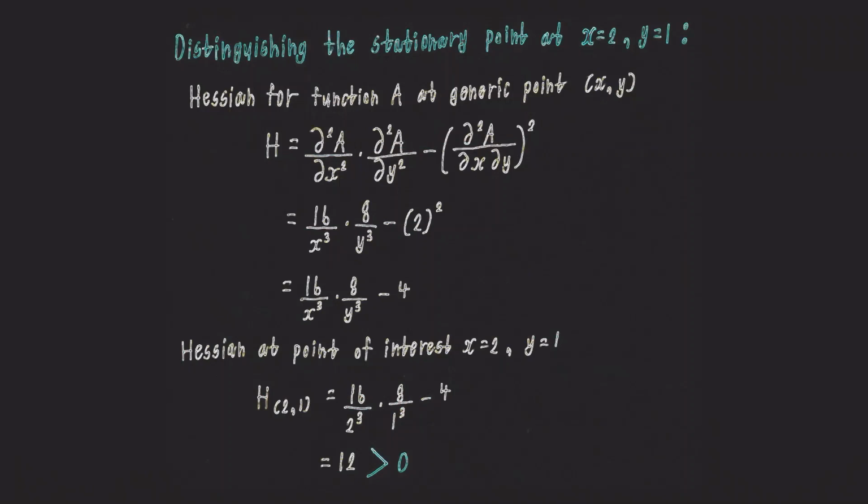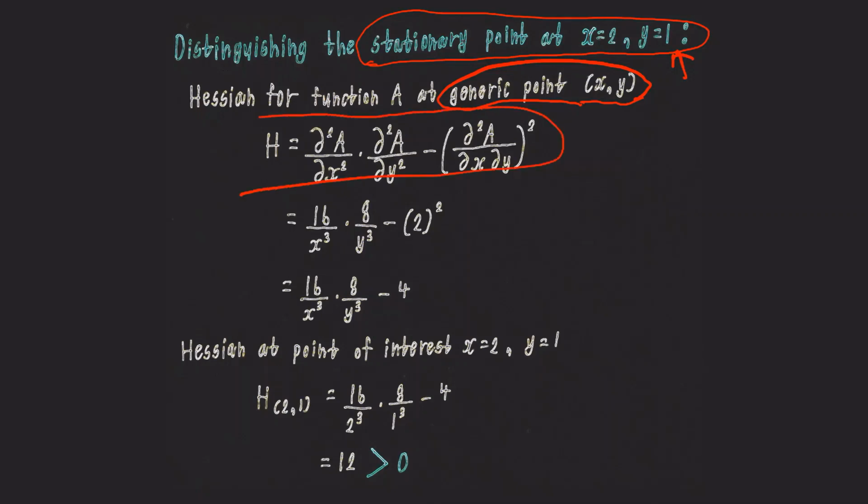So now we are going to use this test and distinguish what our stationary point at x equal to 2 and y equal to 1 is. So the Hessian for the generic point. We haven't yet substituted the coordinates of the point of interest. We're just working with the general formula. So this is the formula for the Hessian, and then we are just going to substitute the value of this derivative and this derivative that we previously found, the general case for the whole function.